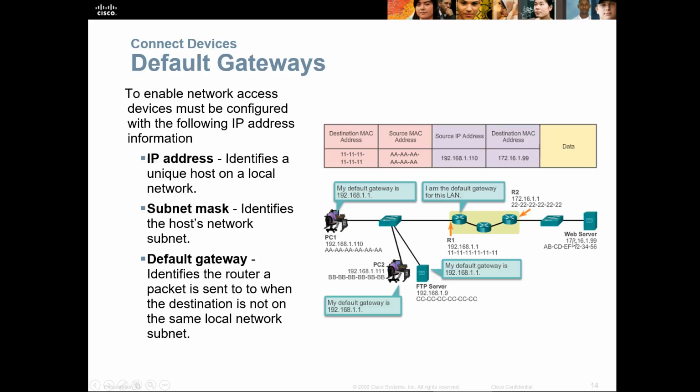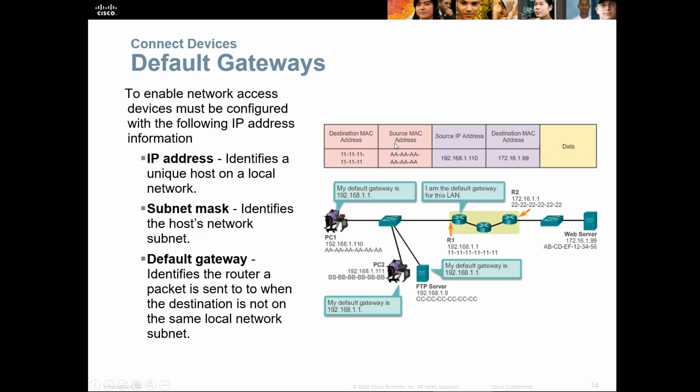So let's break down this packet. Here's the data that we're trying to send. Here is the source IP address and the destination IP address. I know it says destination MAC address, but no. This is going to be source and destination IP address. This makes up a packet.